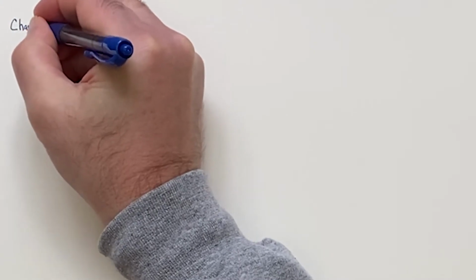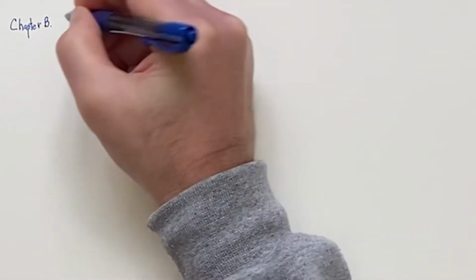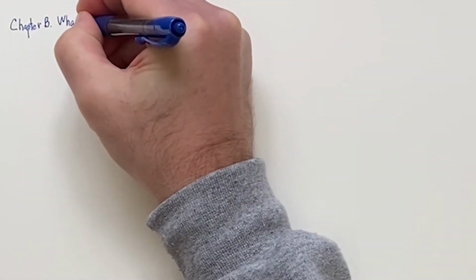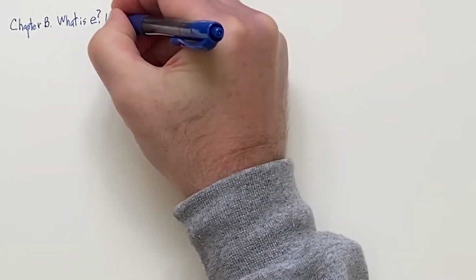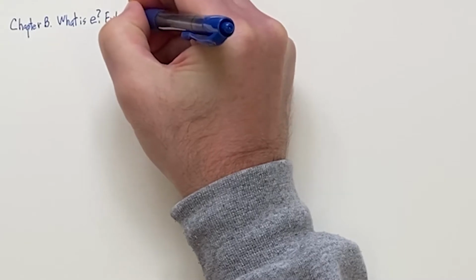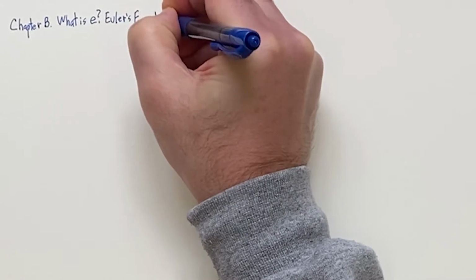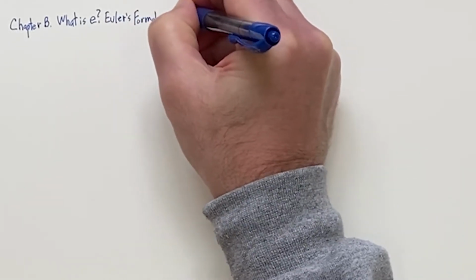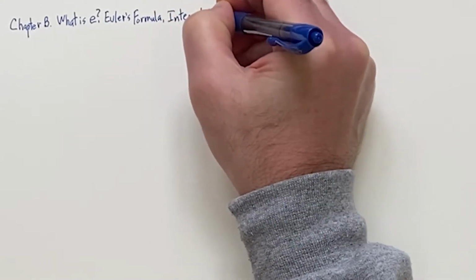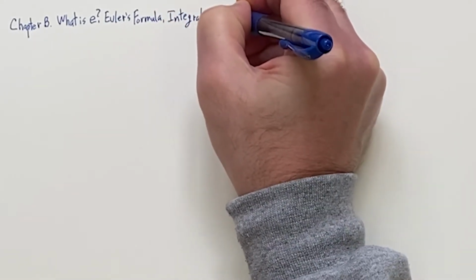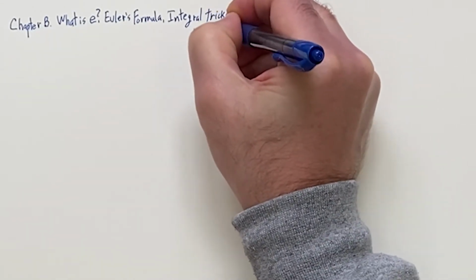Chapter B. What is e? Euler's formula, and integral tricks. And these will use the exponential, so with e.